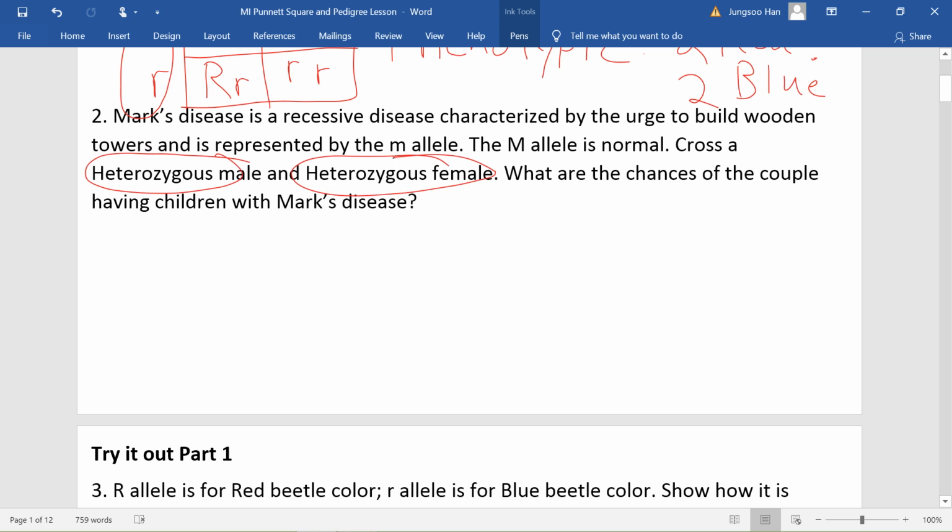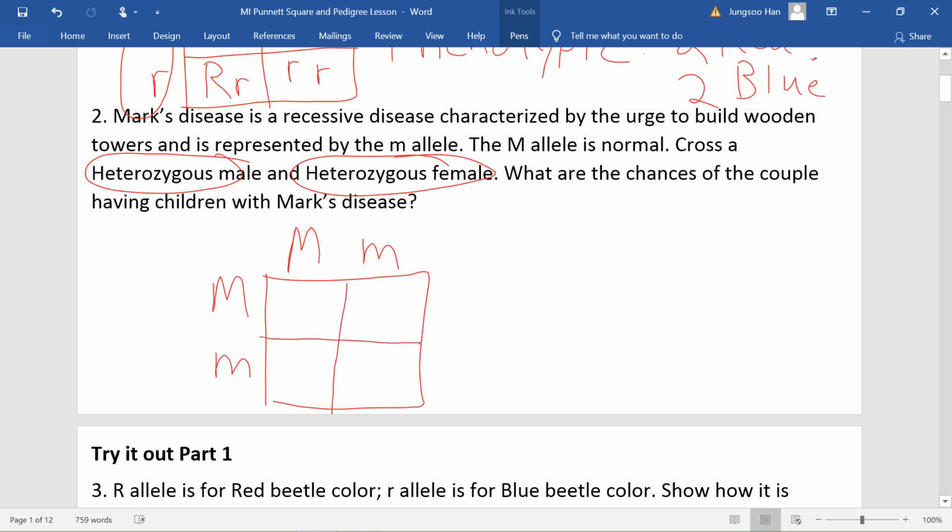So let's put the male on the top side of the Punnett square for now. If he's heterozygous, then he's big M, little m. And then the female on the left side, so she is big M and little m. Okay, so we draw the Punnett square, and we get big M big M, big M little m, big M little m, and little m little m.